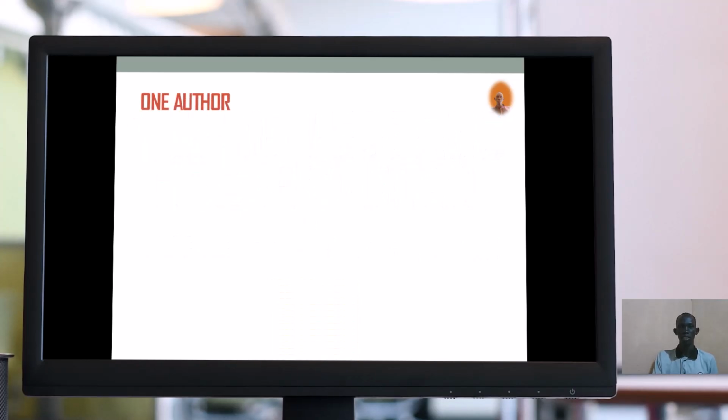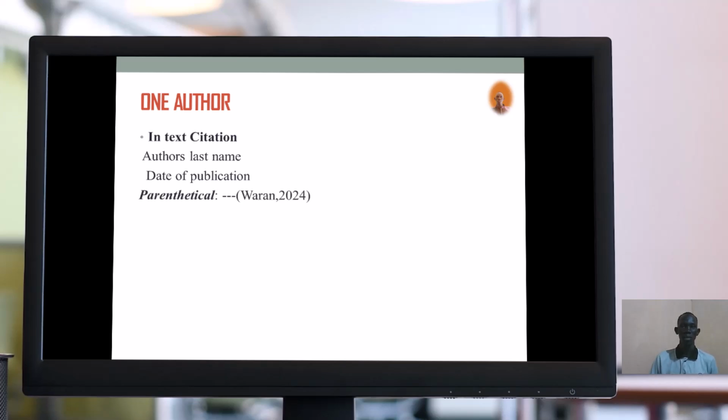Our number one is how we can cite when there is only one author. So when the author is one, let's look first at your in-text citation. In our in-text citation, the basic thing that you need to know is, number one, the author's last name, and then secondly the year of publication, the date when the book was published.